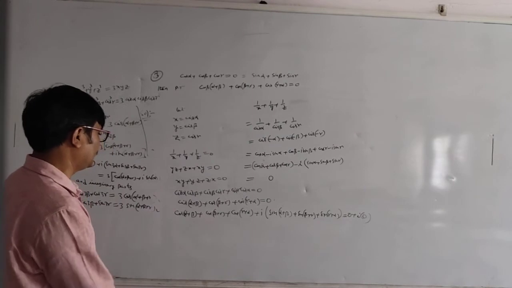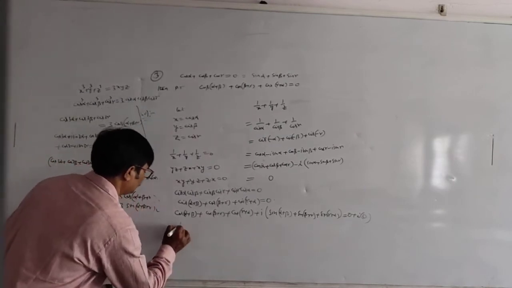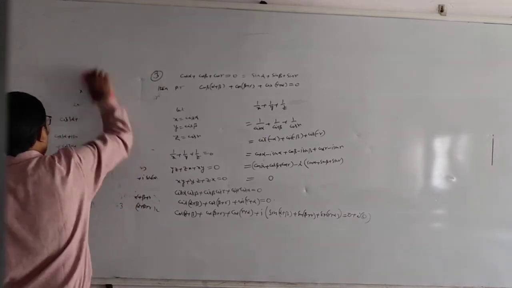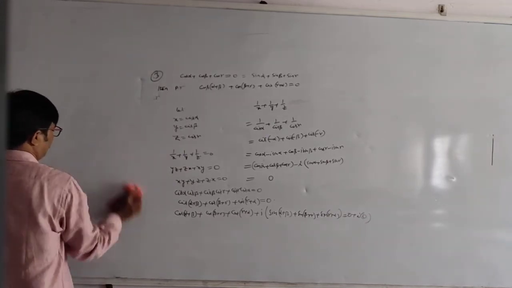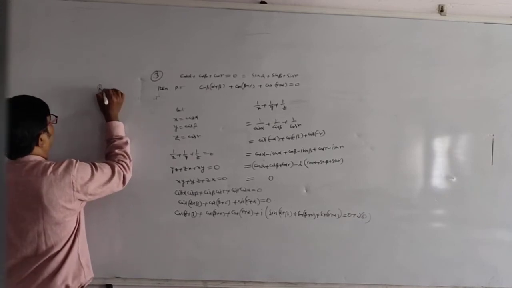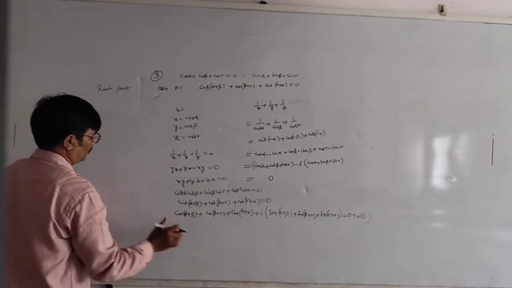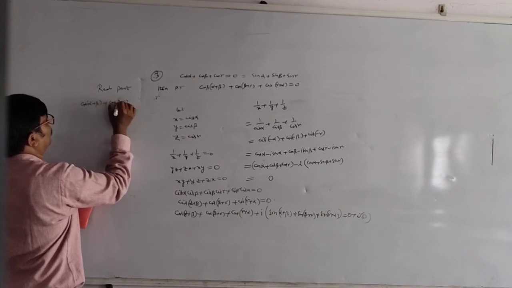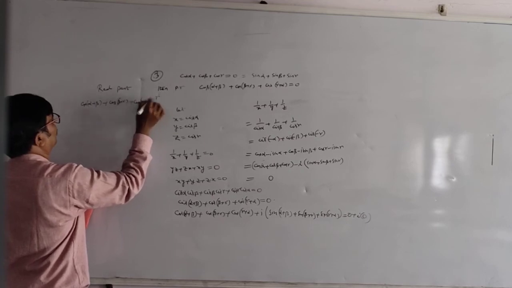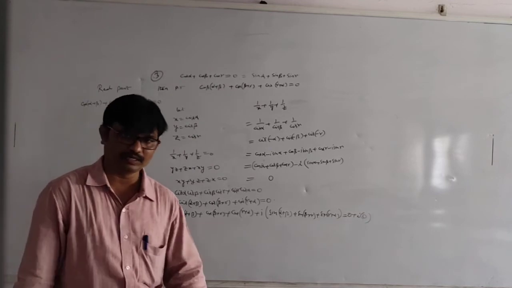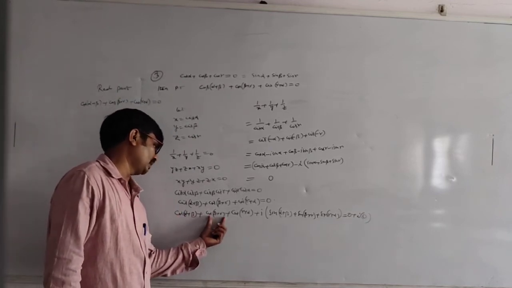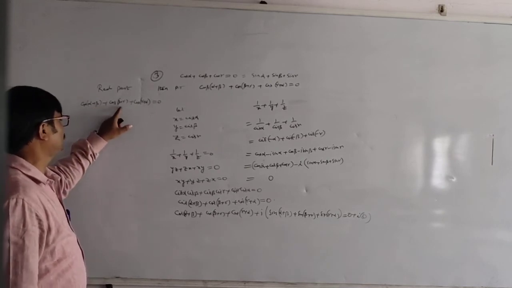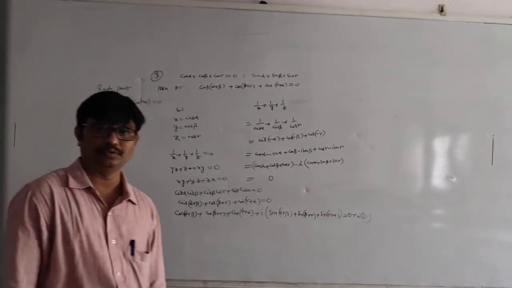Now students, equating the real parts on both sides. When we equate the real part, we get cos of alpha plus beta plus cos of beta plus gamma plus cos of gamma plus alpha will be 0. Okay students?